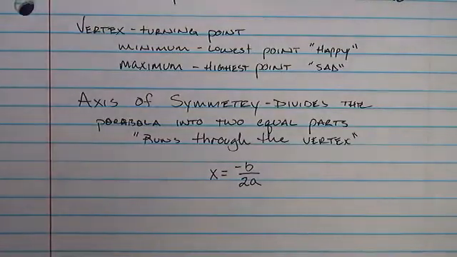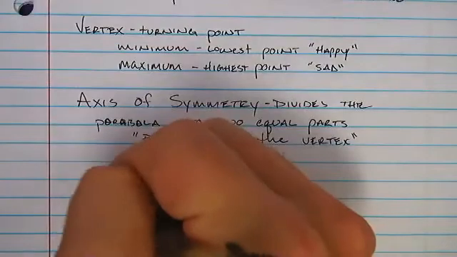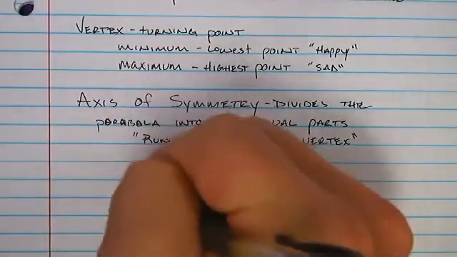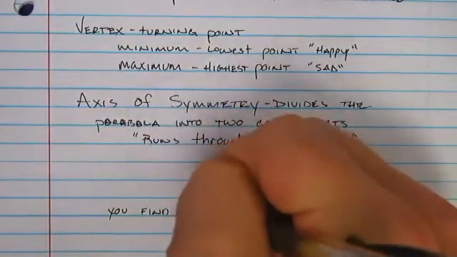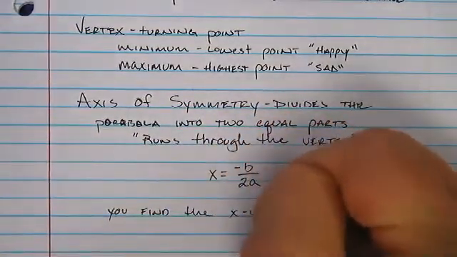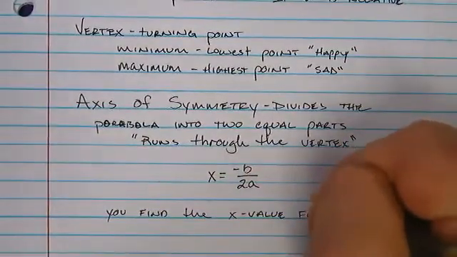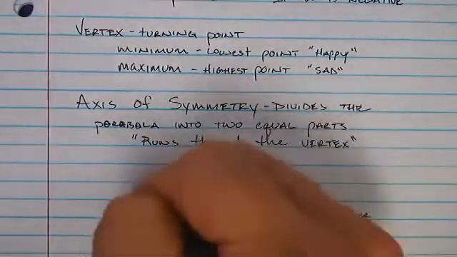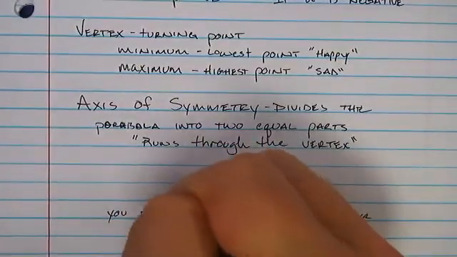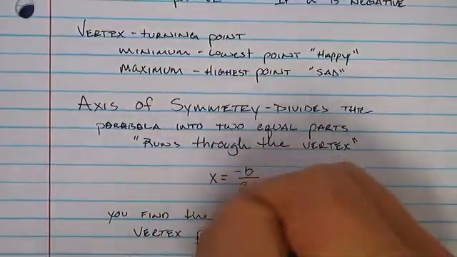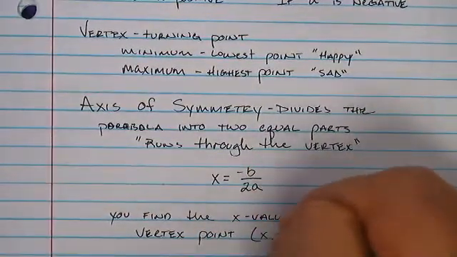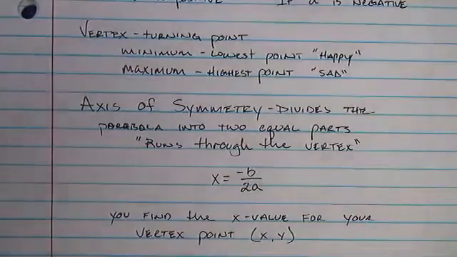Okay, that's our formula. Well, where do all these letters come from? They come from the standard version. And why do I want to know x? I thought it was y equals. Well, what we're essentially going to do is find the x value for your vertex point (x, y).